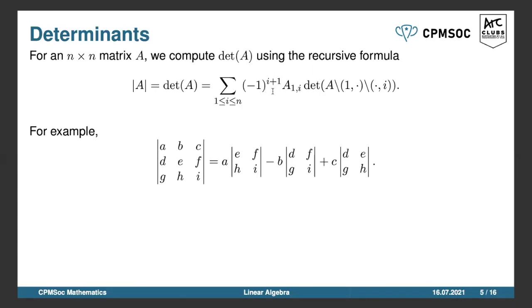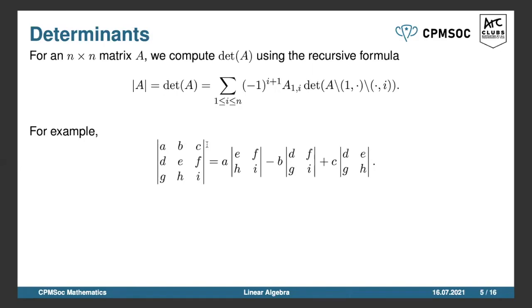And then we have this -1 to the i plus 1. So the first entry plus 1, so that's 2, -1 to the 2, so it's just positive. So we're going to take a, and we're going to multiply it by the determinant of the matrix A without the entries of the form 1 something. So without the first row, and also without the entries of the form something i. So i in this case is 1.